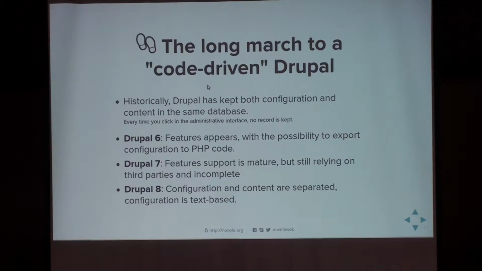In Drupal 6, Features appeared, and it was possible to export some configuration into PHP code, which was then revisionable, and you could have it between different environments. In Drupal 7, we still have Features, and it matured, but it relies on third parties to integrate with Features, and it's not complete. In Drupal 8, however, configuration and content are separated. It's very clearly distinguished, and the configuration is basically text-based.